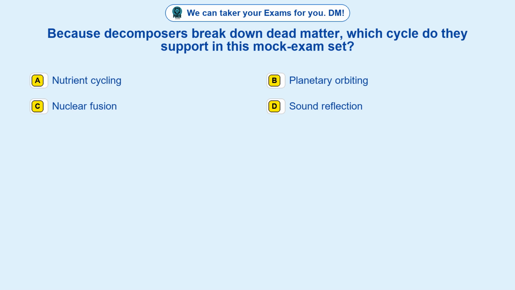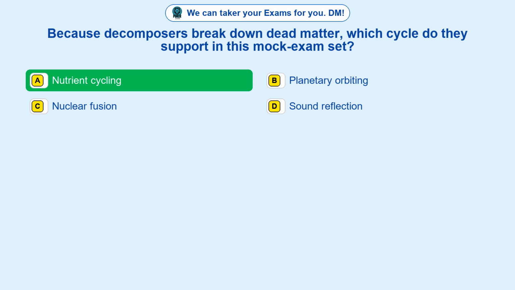Question 19. Because decomposers break down dead matter, which cycle do they support in this mock exam set? Option A. Nutrient cycling. Option B. Planetary orbiting. Option C. Nuclear fusion. Option D. Sound reflection. The correct answer is option A. Nutrient cycling.